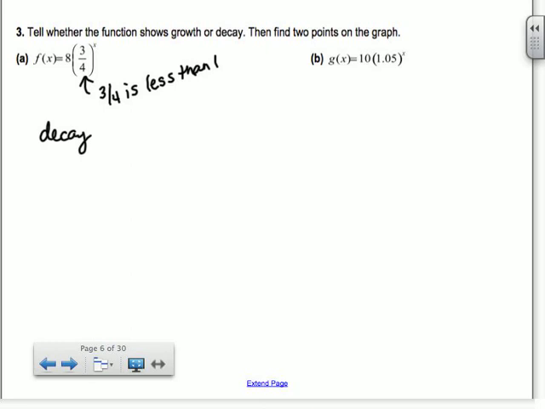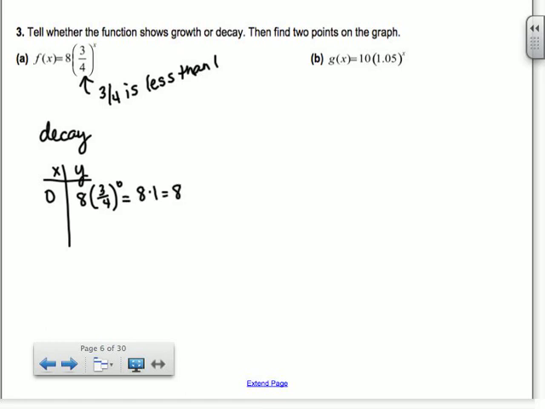The easiest numbers to plug in for x are 0 and 1. So if I plug in 0 for x, let's do a little t-table. If I plug in 0 for x, I get 8 times 3/4 to the 0. Anything to the 0 power is 1, but that's not counting that 8, right? Only the 3/4 was being raised to the 0. So it's 8 times 1, which is 8.